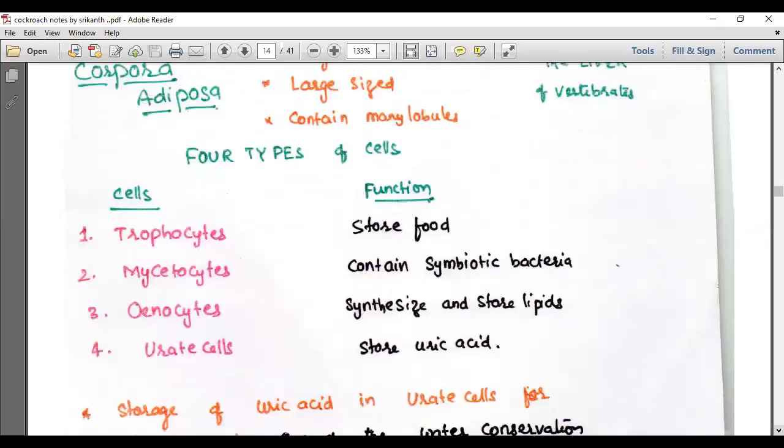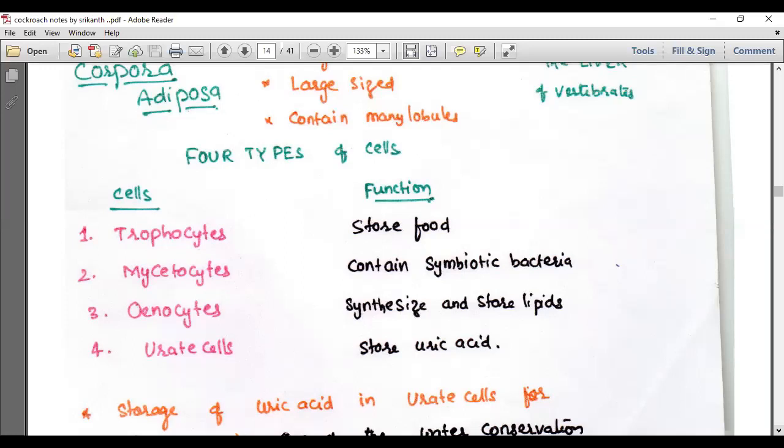Because of their function, the fat bodies have four types of cells: trophocytes, mycetocytes, oenocytes, and urate cells. The trophocytes of the fat bodies help to store food material. Mycetocytes contain symbiotic bacteria which synthesize amino acids. Oenocytes synthesize fats and store lipids. Urate cells store the uric acid. Okay, so trophocytes store food, mycetocytes contain symbiotic bacteria, oenocytes synthesize and store lipids.